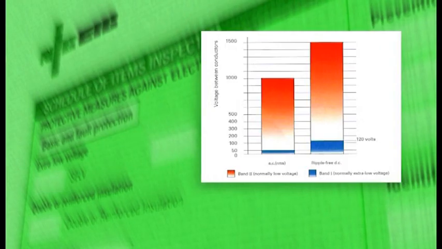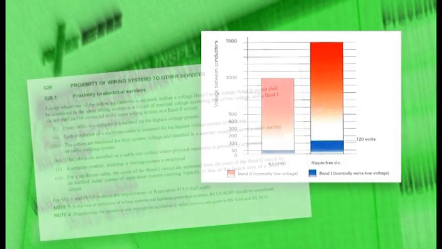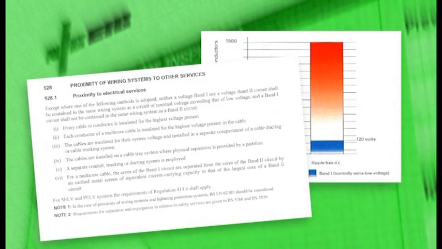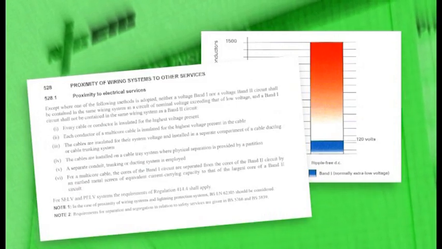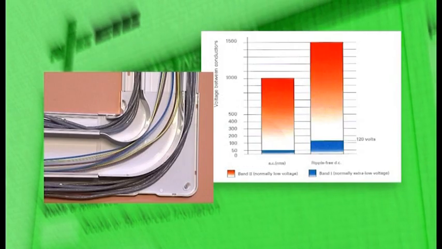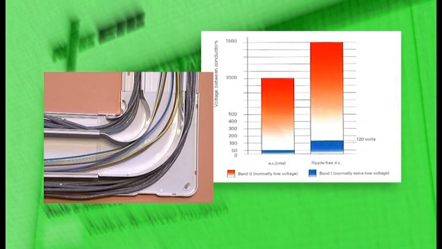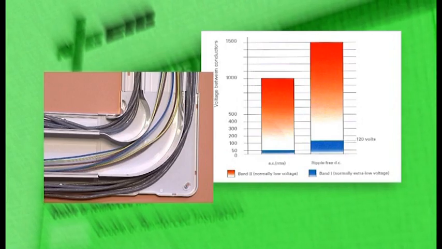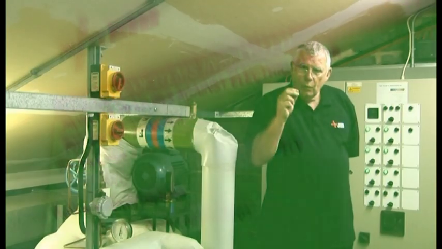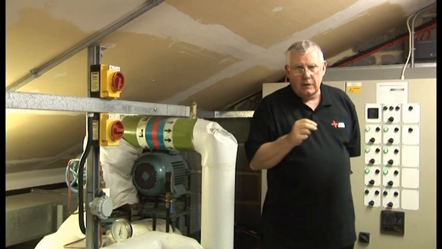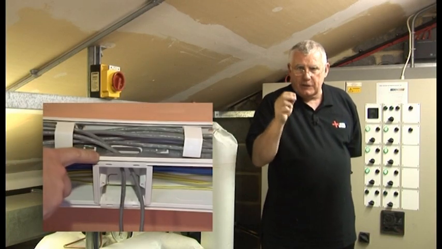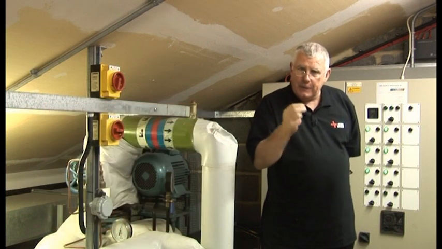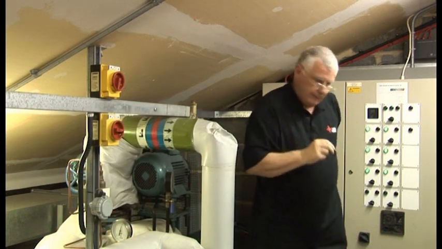Band 1 and 2 circuits can only be contained in the same wiring system if one of the installation methods listed in Regulation 528.1 is adopted. For example, being run in a separate compartment, or if both circuits have insulation rated at the highest voltage present. Where segregation is by a partition, the inspector needs to check that the partition is maintained throughout the length of the circuit if required, and if the partition is metal, it is earthed.